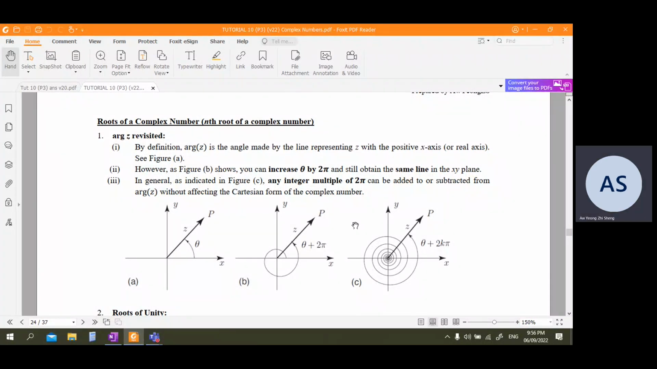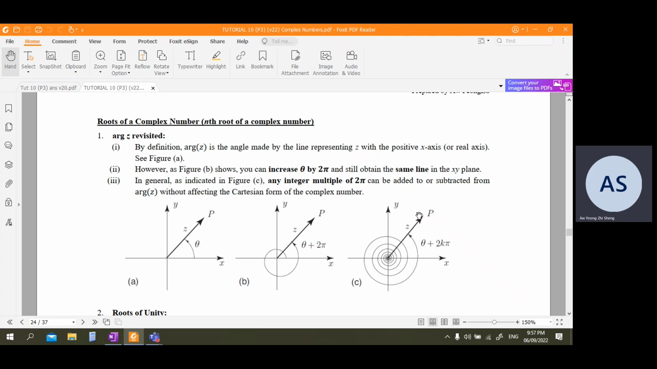Hi everyone, this is video number 8 of our T3 complex number lecture. Currently on the screen is page 24 of our T3 tutorial 10 notes. On pages 24 and 25, we will learn about roots of a complex number.